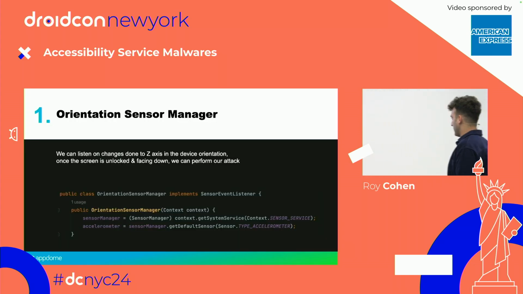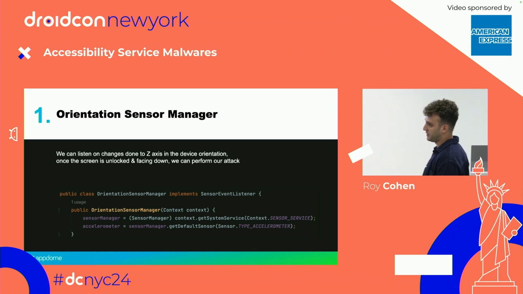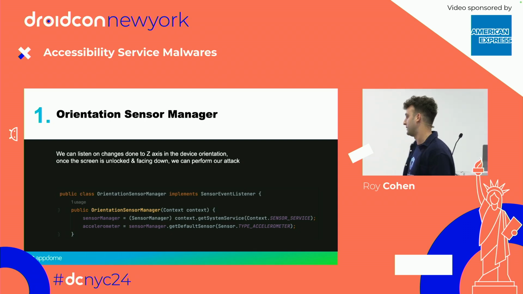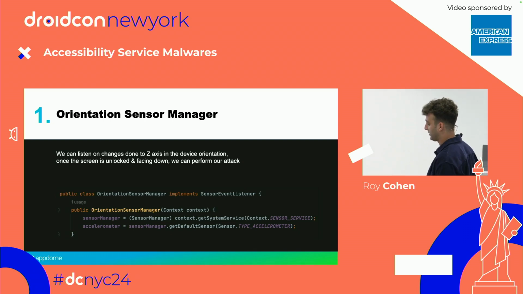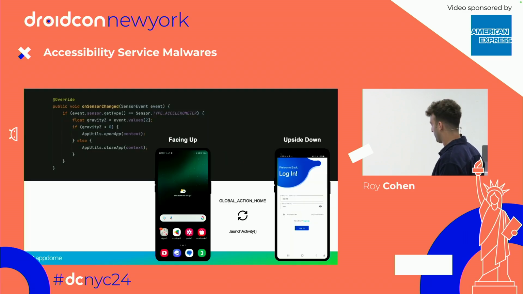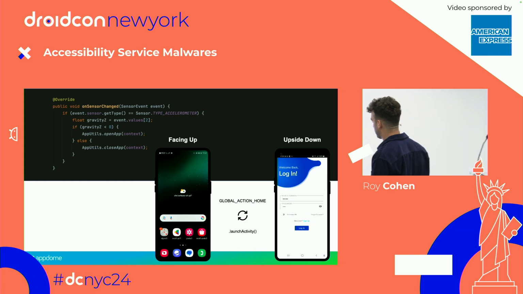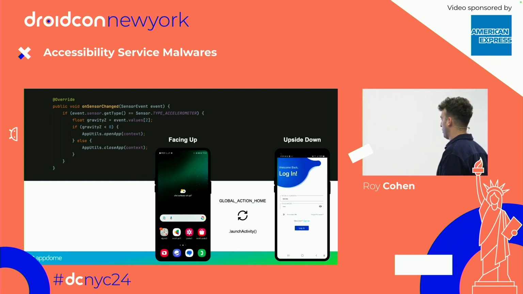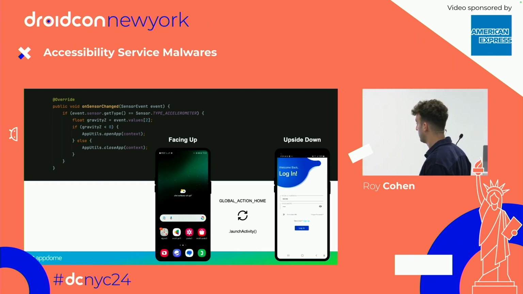So the orientation sensor manager is basically something that enables me to know whether the device is facing up or down. Now I can just read that, yeah? And accessibility service has the option to do that. Then what we're gonna do is take the type of the event that we got. We're gonna look at the gravity Z1. That basically means which way the phone is facing. If it's facing up, we're going to show this screen and close our activity. If it's facing down, this is what's going to be on the screen.